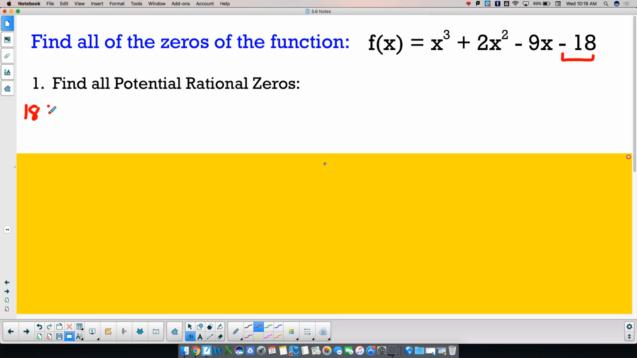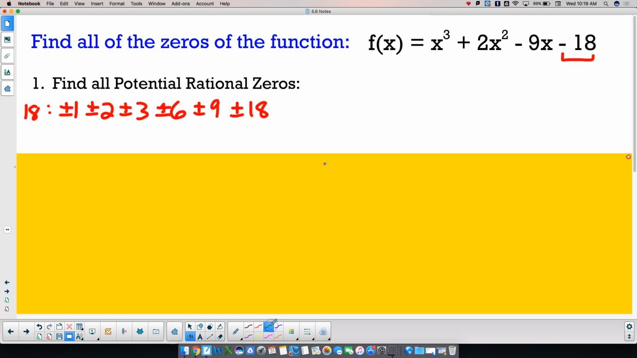So, does 1 go into 18? What about 2? What about 3? What about 4? 5? 6? 7? 8? 9? 10, 11? 12? Nope. 13? 14, 15, 16, 17, 18. Any of those? 18.